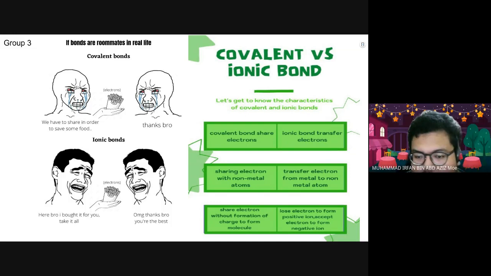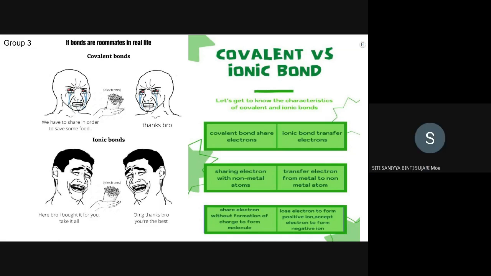Okay, want to explain more? Is there anything else? Covalent versus ionic bond. Covalent bonds share electrons with non-metal atoms, and covalent bonds share the electrons without formation of charge to form molecules. Ionic bond transfers electrons from metal to non-metal atom. Ionic bond loses electrons to form positive ion. Accepts electrons to form negative ion.